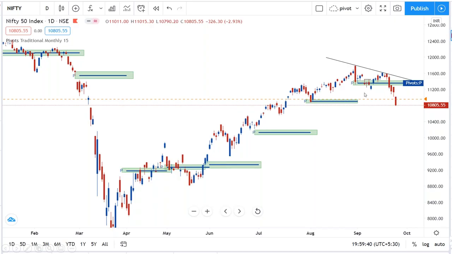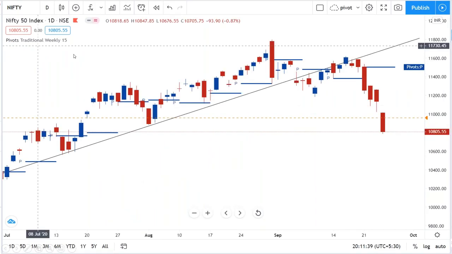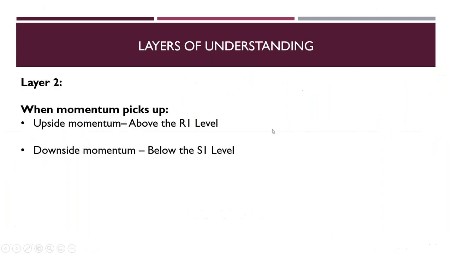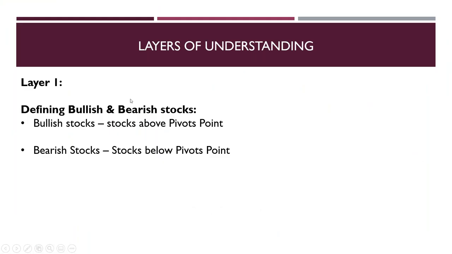Getting my point? It just gives you a bias. For trading in the market you need a bias, or some kind of system that keeps you away from these kinds of bad moves. So this was layer one. Now again see here the Nifty daily chart. You already saw how it behaved below the monthly pivot. So this was layer one: above the monthly or weekly pivot it is bullish, below the pivot it is bearish.